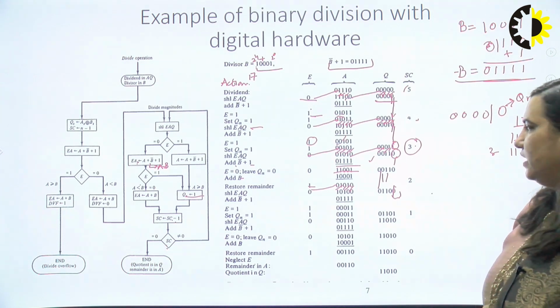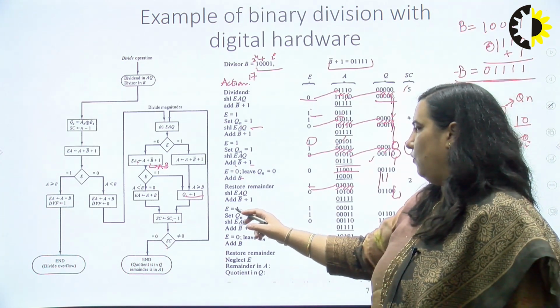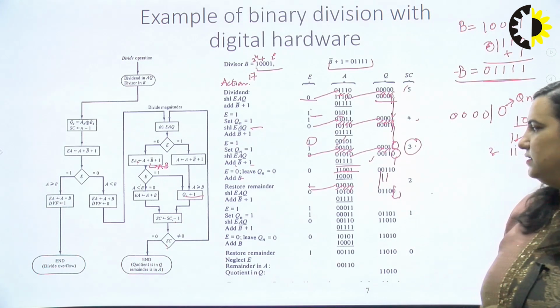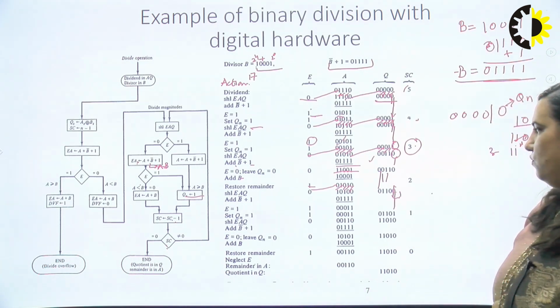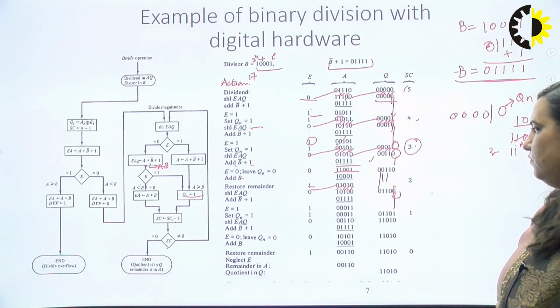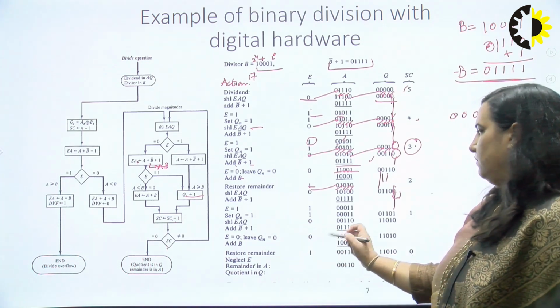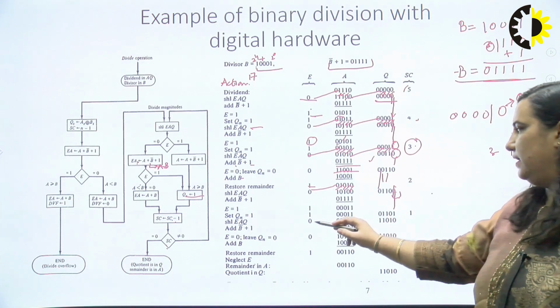Now again we will check the value of E. Now E is equal to 1. So we will set the value of Qn to 1. This value of 0 is set to 1. After that, we will shift left EAQ. After shifting this, we will get this value.